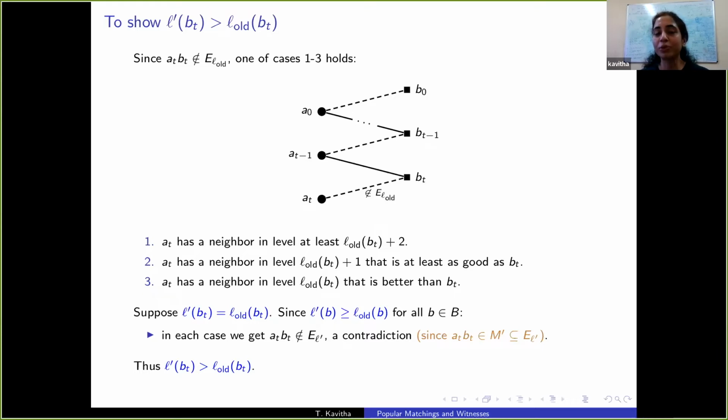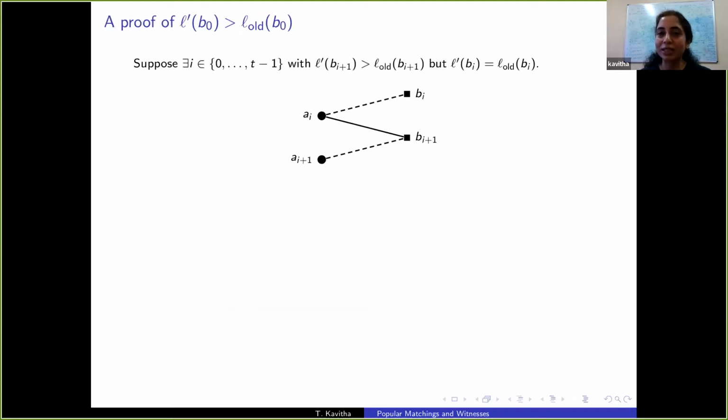So for the bottommost object in this augmenting path, well, for the entire augmenting path, but we're just truncating it till this portion, for the bottommost object, as far as this picture is concerned, L prime BT, its level under the L prime function is higher than its level under the L old function. And we show it actually the same inequality has to hold at every level.